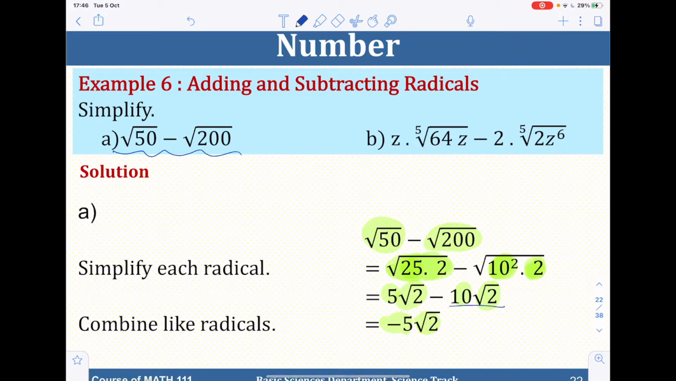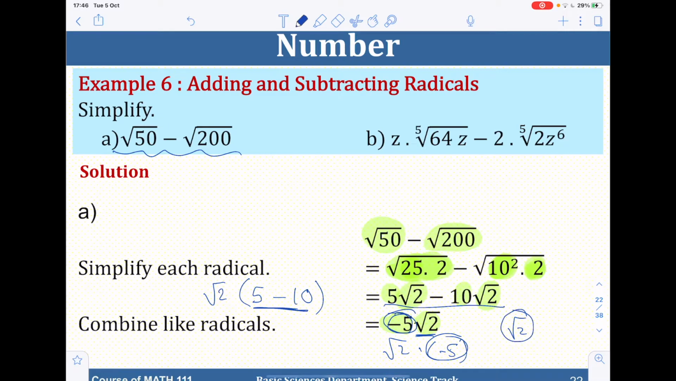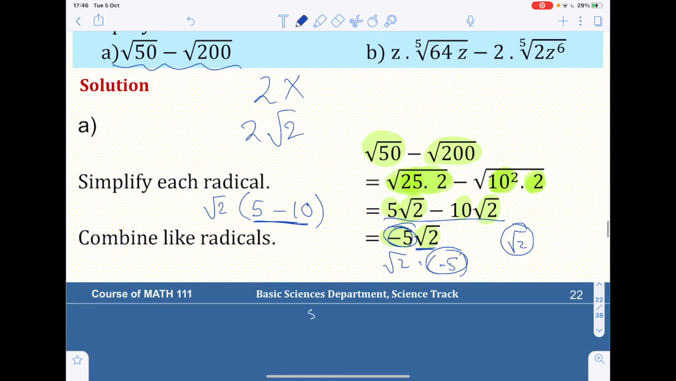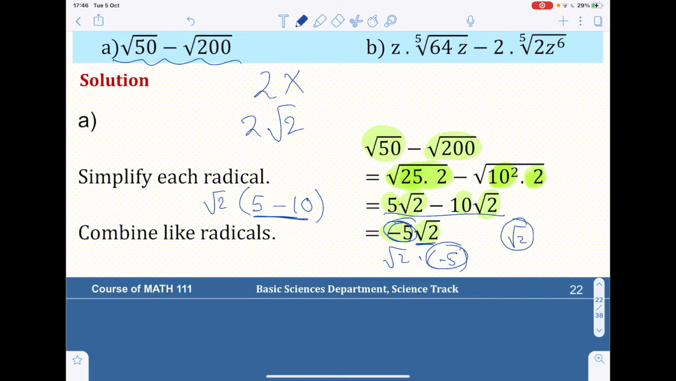This is just like taking root 2 as a common factor, then we're left with 5 minus 10, and 5 minus 10 equals minus 5. So minus 5 root 2, or root 2 times negative 5. But we usually write the number before the root. So we're dealing with the root just like a variable. We usually write, for example, 2x, so it's the same thing, 2 root 2. We don't write the opposite way. Okay, for the second one, we have, let me write this down.